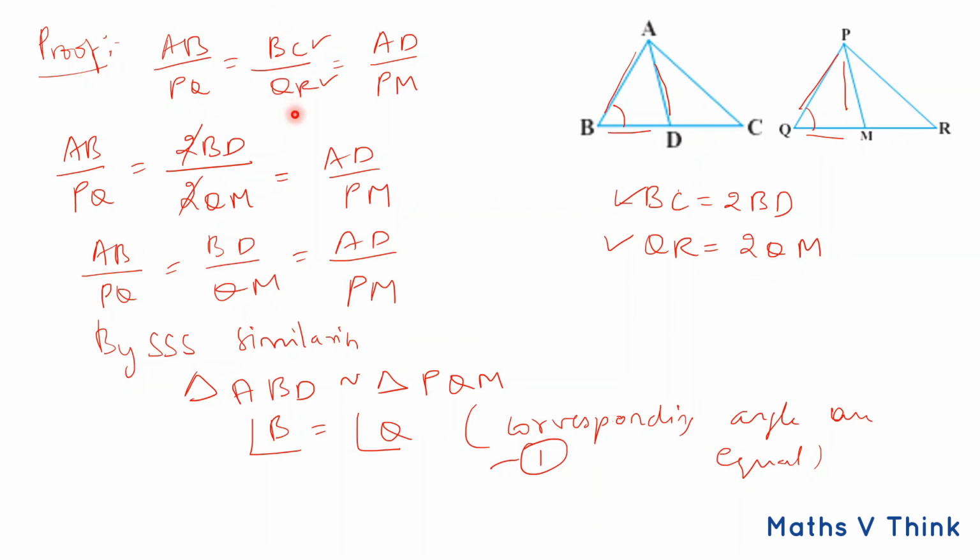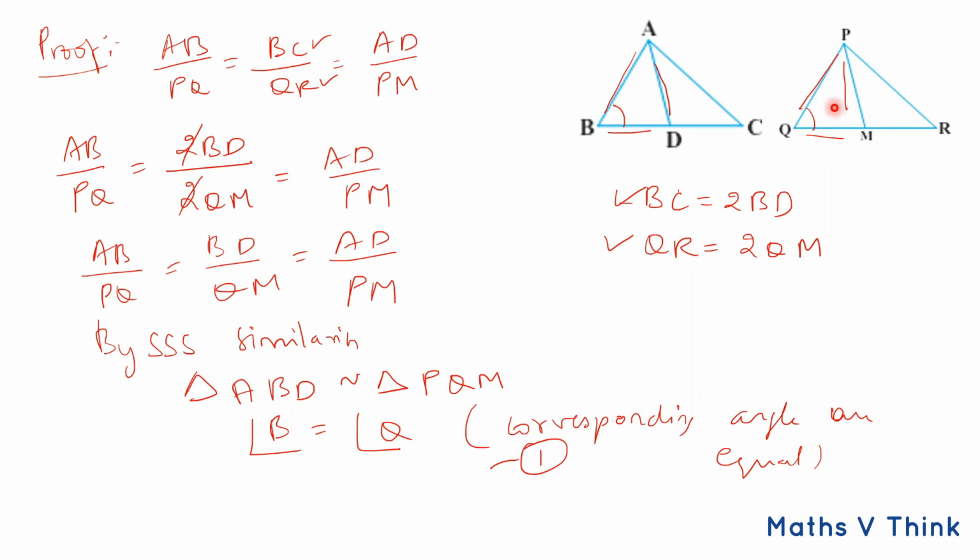first I have taken the given part AB by PQ is equal to BC by QR is equal to AD by PM, and I know these AD and PM are the medians, so I can tell BC is equal to 2 times BD. Same way QR is equal to 2 times QM. So substituting BC and QR by 2BD and 2QM, 2 gets cancelled. I get AB by PQ is equal to BD by QM is equal to AD by PM. Nothing but this by this is equal to this by this is equal to this by this. Nothing but I got the corresponding sides of these two triangles.